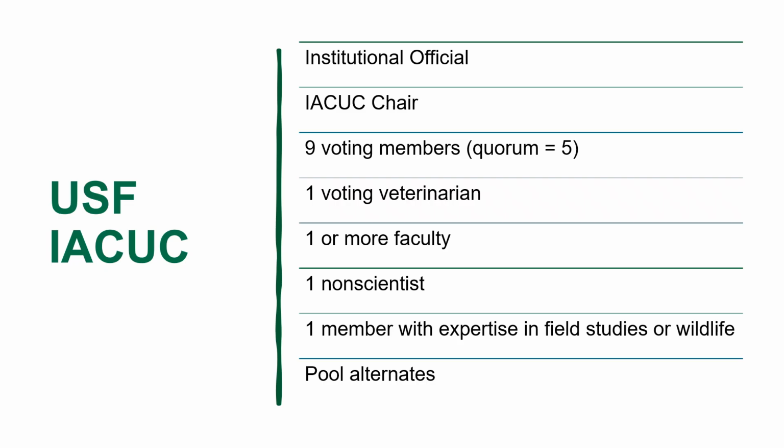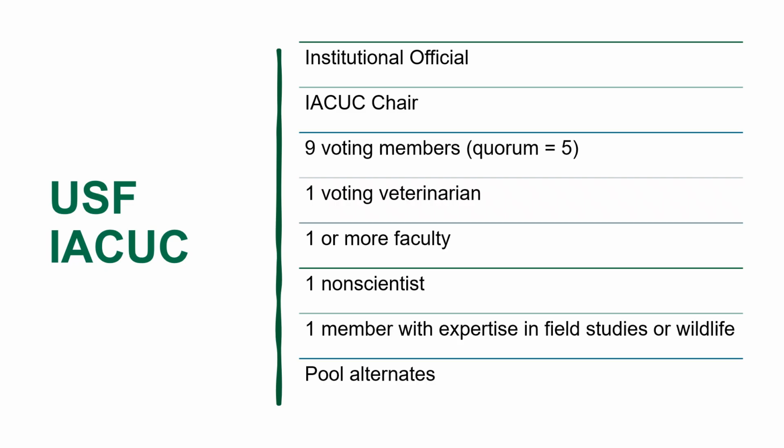The committee is composed of 9 voting members, including the chair, and requires a quorum of 5 members to conduct official business. The voting membership includes 1 veterinarian with program oversight responsibilities and 7 scientist members representing a range of colleges, departments, and affiliated institutions across USF. The committee also includes 1 non-scientist member who serves as an unaffiliated representative and is not otherwise affiliated with USF. This role is critical for ensuring community perspective and public accountability.